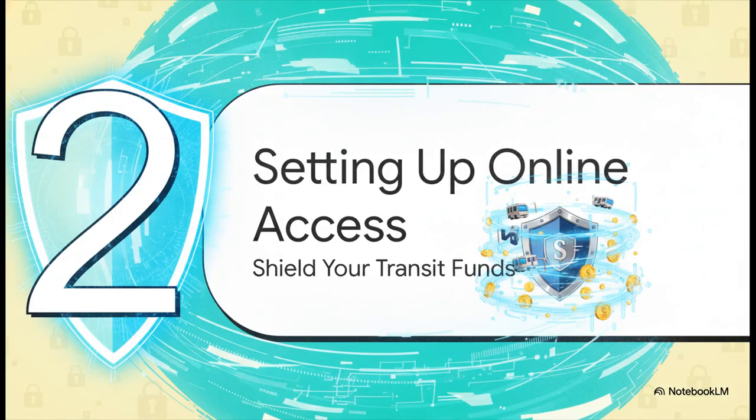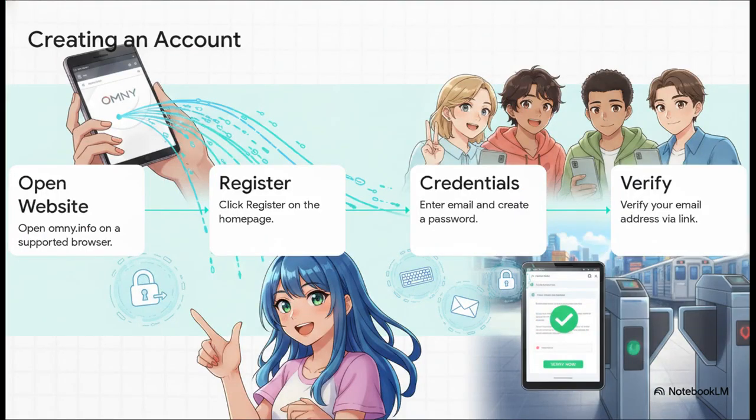Moving right along to Section 2, setting up online access, shielding your transit funds. Creating your free Omni account is your very first step to total commuter freedom. You'll want to open up your web browser and head over to omny.info. Actually, a quick word of warning here, directly from the source material: the Omni system is a modern platform, so it's not optimized for legacy browsers. So Internet Explorer, yeah, that's not going to work here. Be sure to use Google Chrome, Apple Safari, or Microsoft Edge.